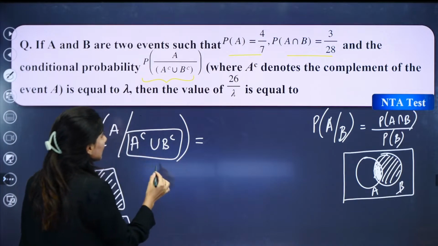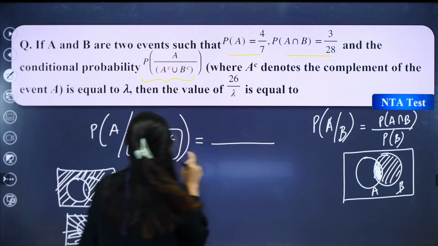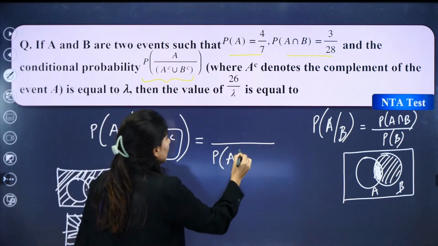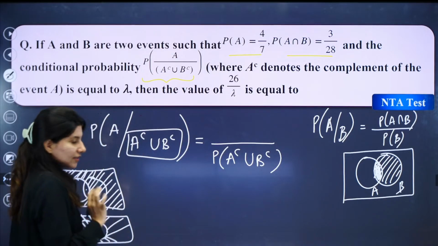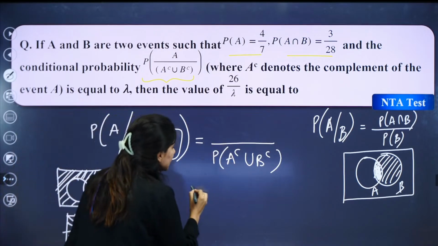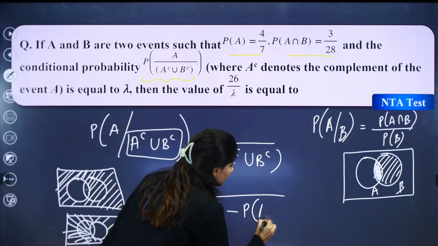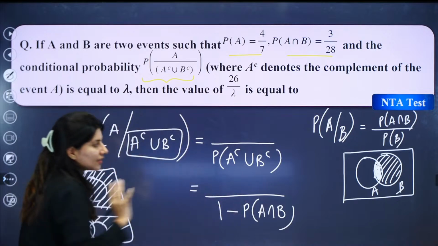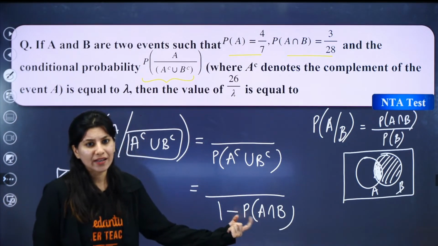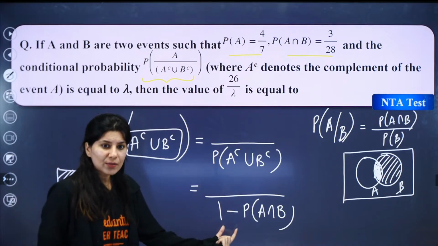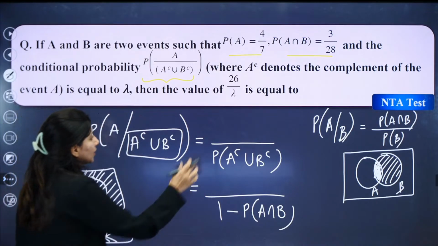So this is nothing but the denominator. Can you see, this is the probability of B. Here I'm going to write the probability of A complement union B complement. What is this? This is nothing but the total minus the middle portion, that is 1 minus the probability of A intersection B. This is De Morgan's law as well.